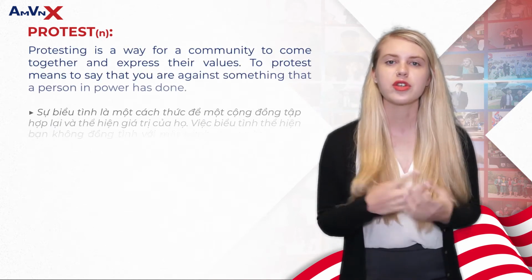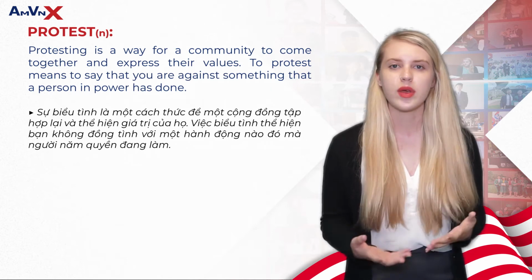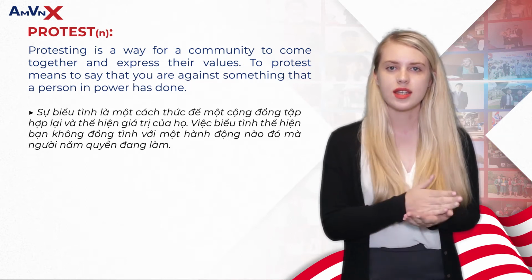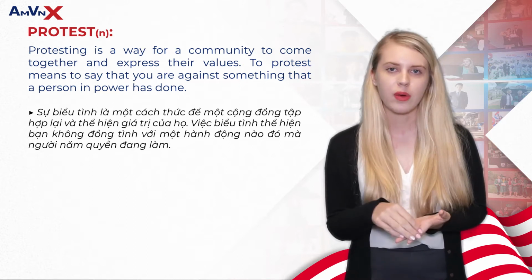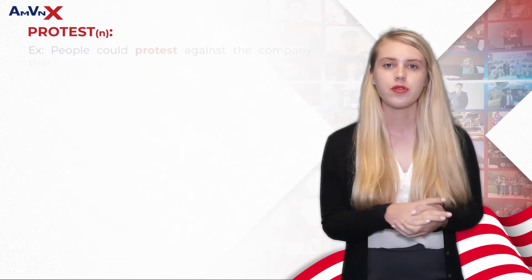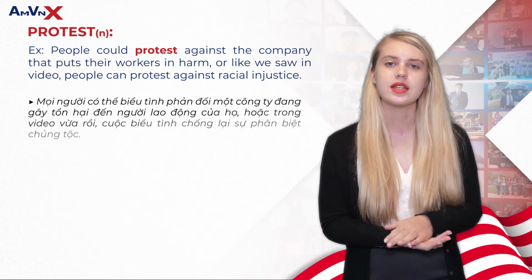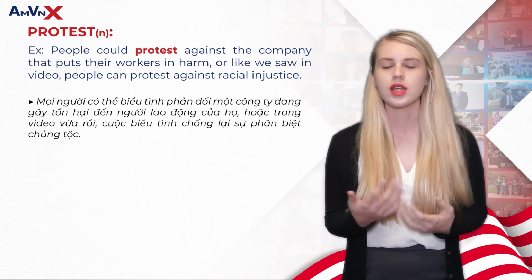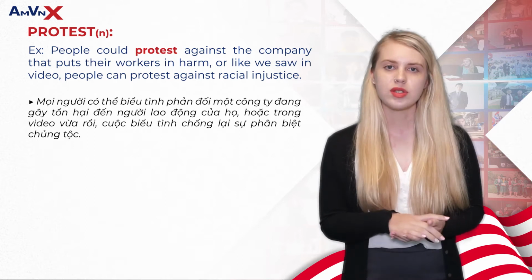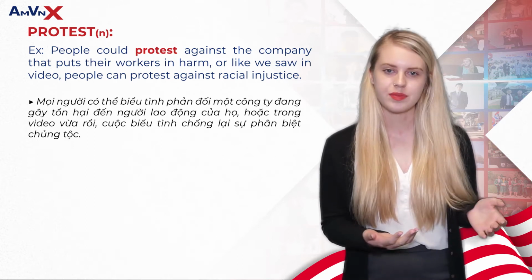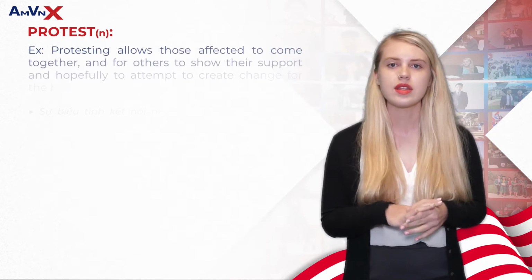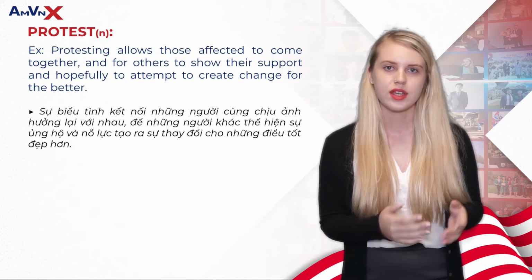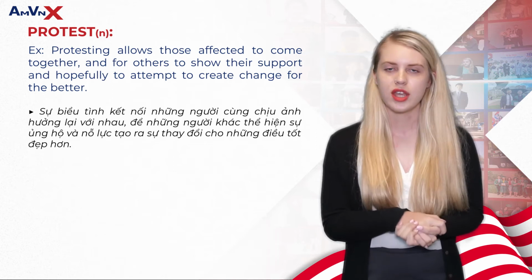Protesting is a way for a community to come together and express their values. To protest means to say that you are against something that a person in power has done. So, for example, people could protest against a company that puts their workers in harm. Or, like we saw in the video, people can protest against racial injustice. Protesting allows the affected to come together and for others to show their support, and hopefully to attempt to create change for the better.